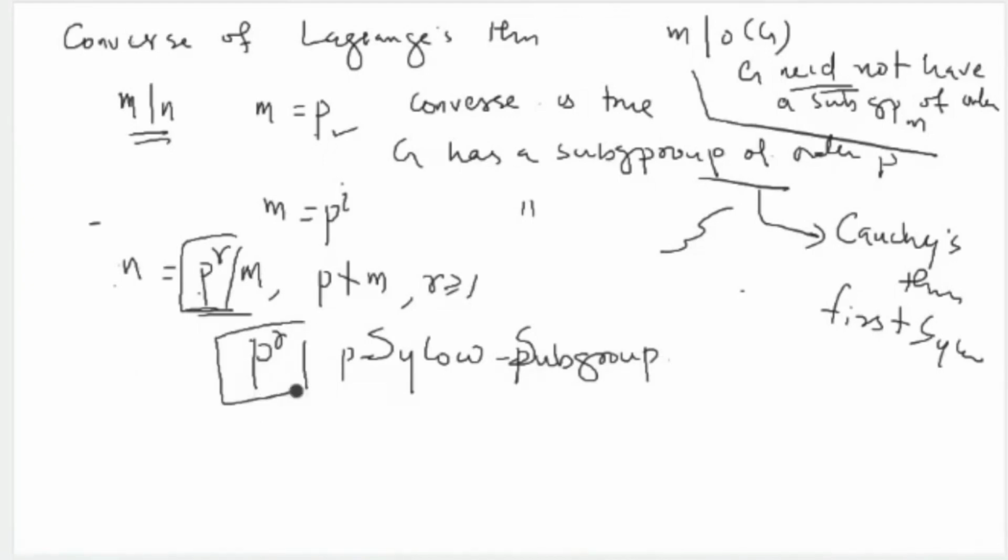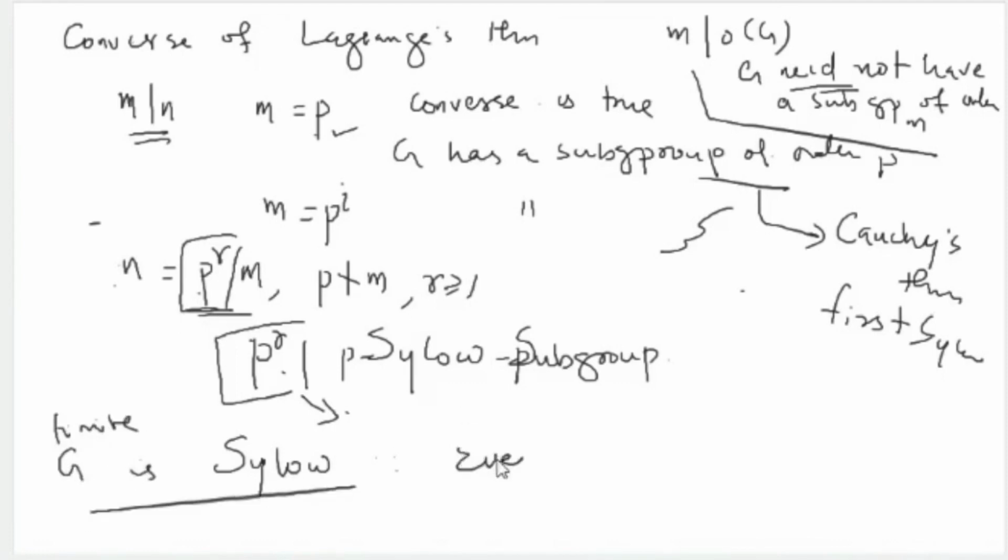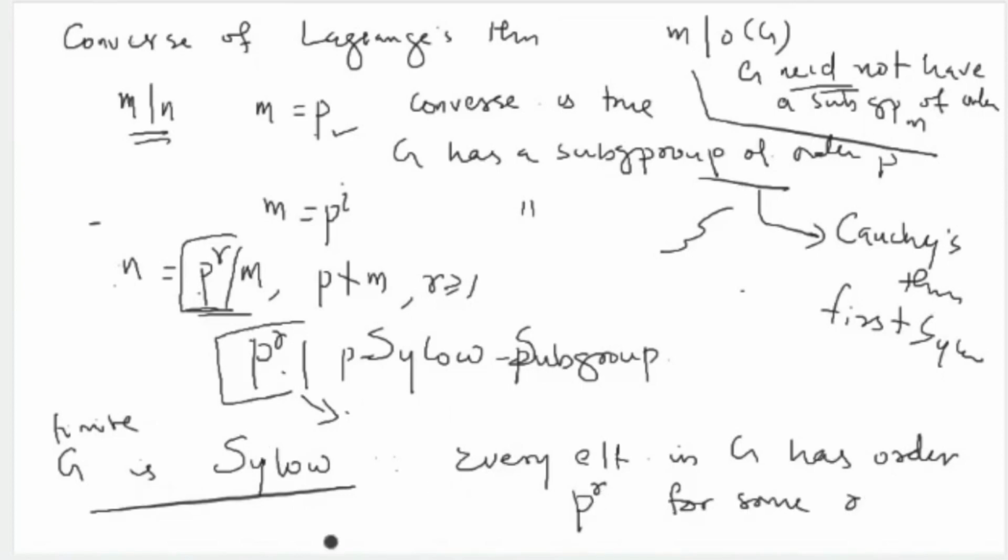The group has a subgroup of that order, p raised to r. That is a maximal group in which every element has order p or a power of p. In general, Sylow groups are there. So we say that a finite group G is a Sylow group if every element in G has order a power of p, p raised to r for some positive number r.